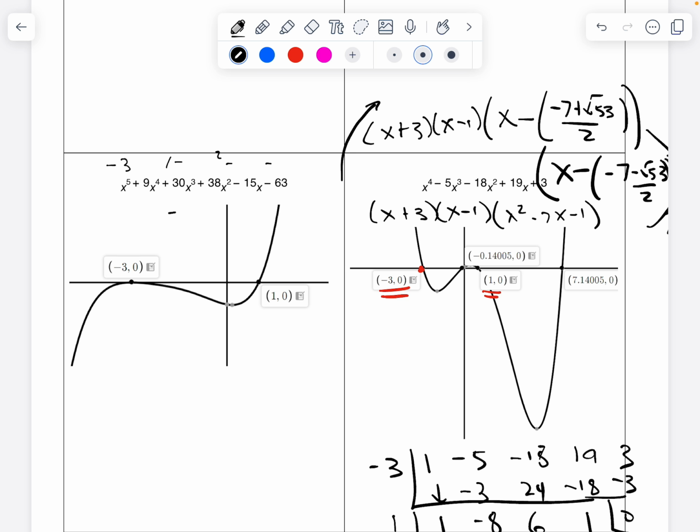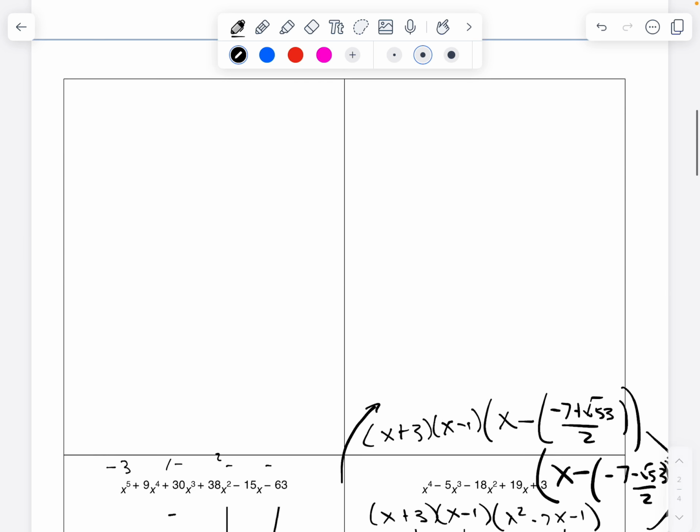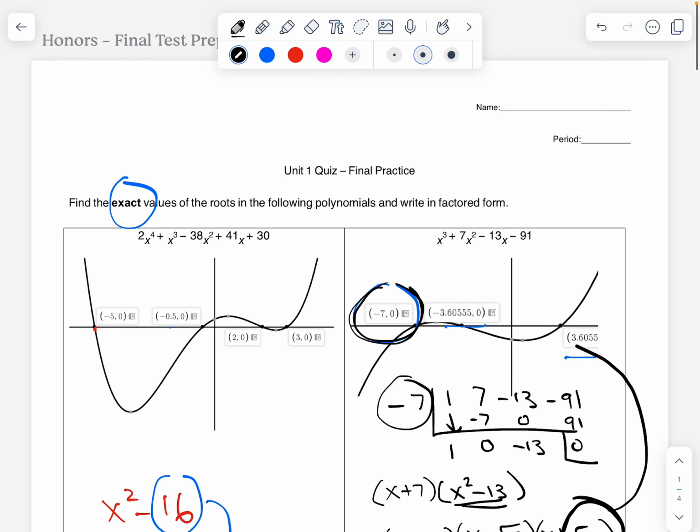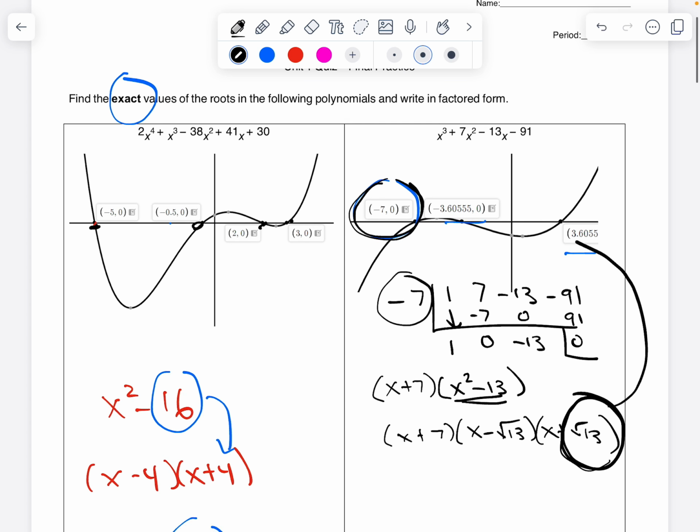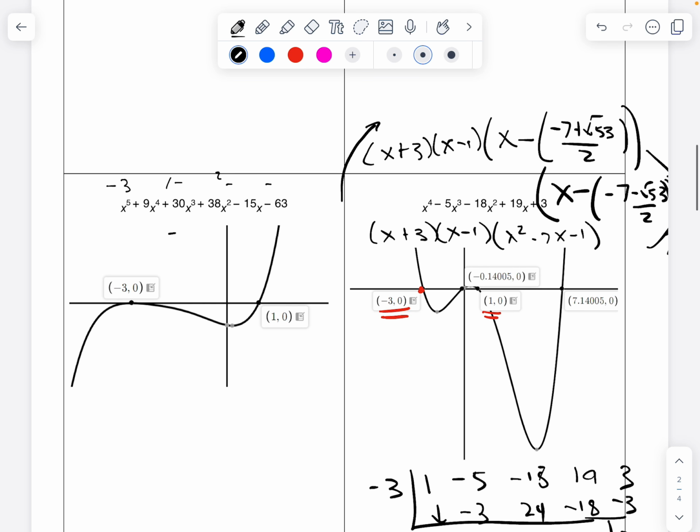Okay, that's it. So hopefully you had a chance to try those questions. Again, the process is you use synthetic division for all the roots you can find. And then if you can't find any remaining ones, you have to use the quadratic formula to get yourself across the finish line. Don't be afraid of your answers looking horrible like this. It's just all part of the game. Okay, good luck on this, guys.